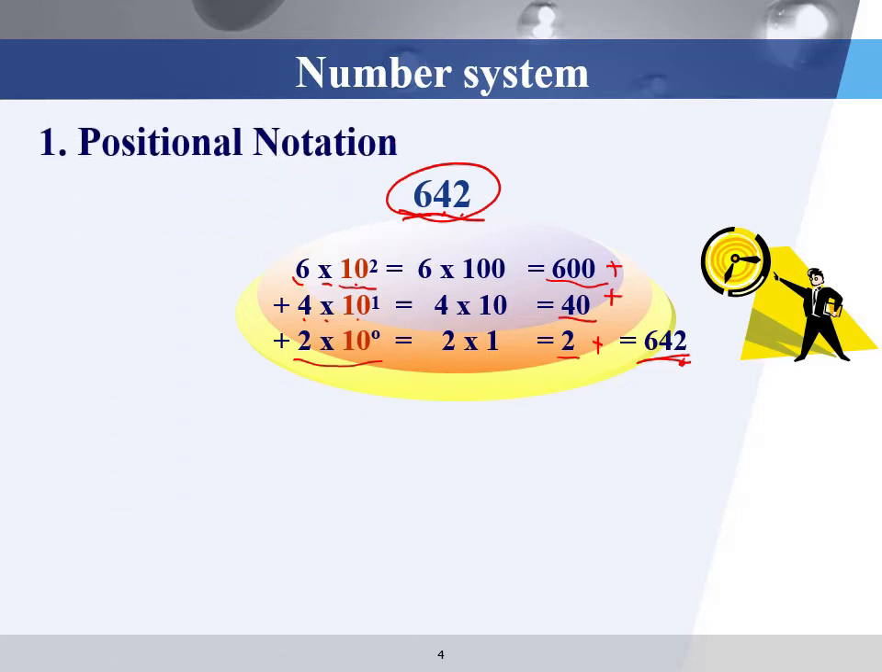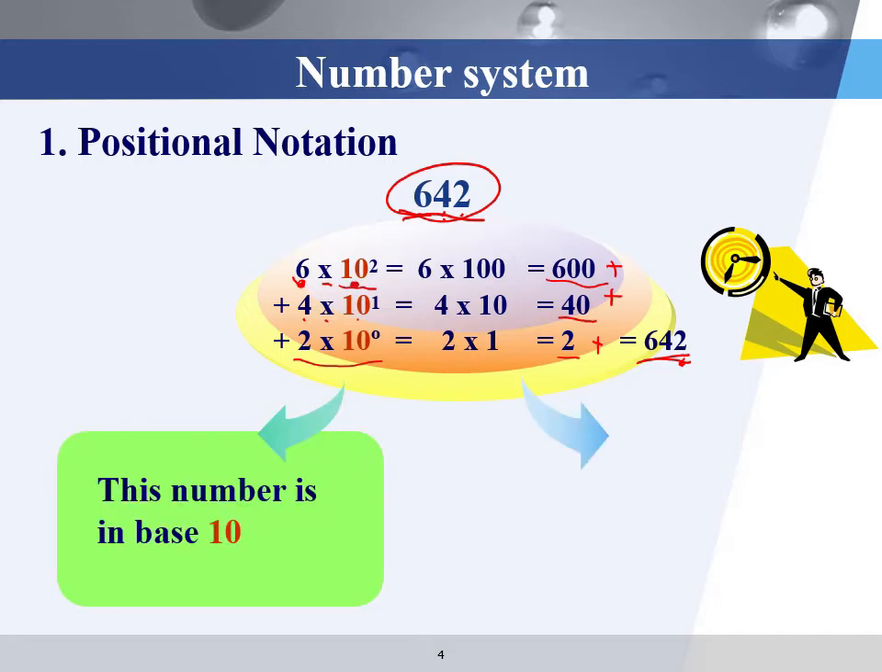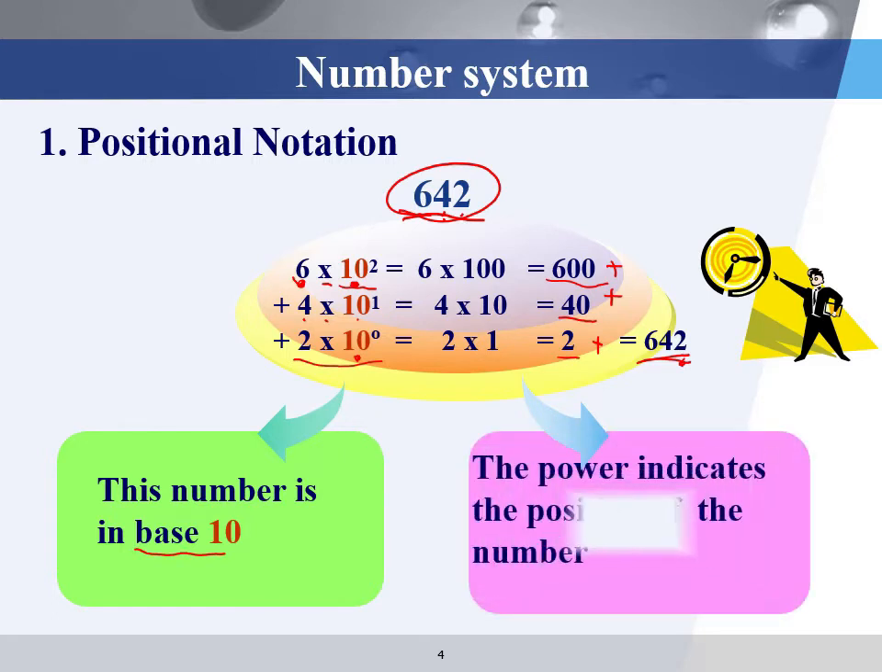We call this positional notation, meaning that the value of the number is not only decided by the digit, but also decided by the value of the position. Because the number is decimal, the base is 10. So we call this base 10. And we call this the power. So the power indicates the position of the digit.